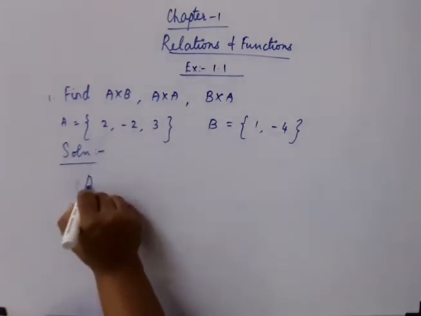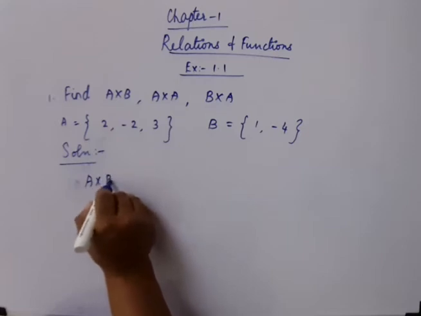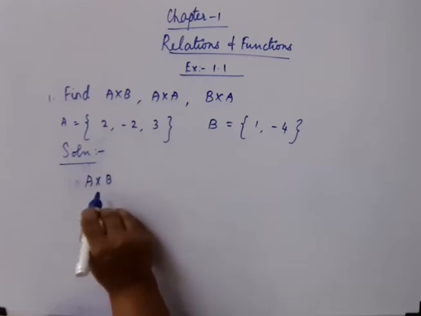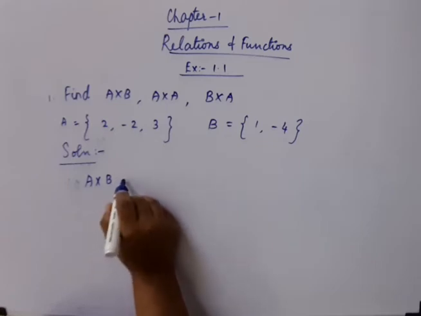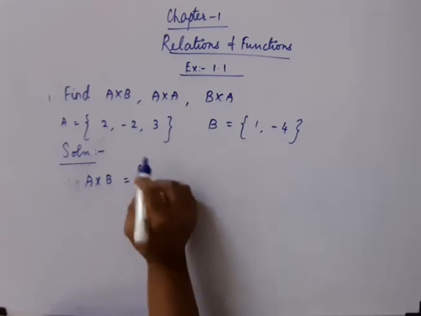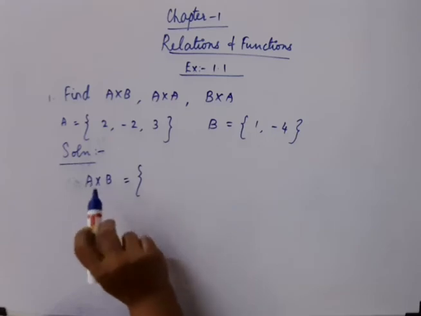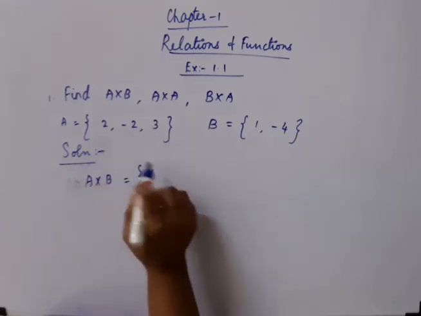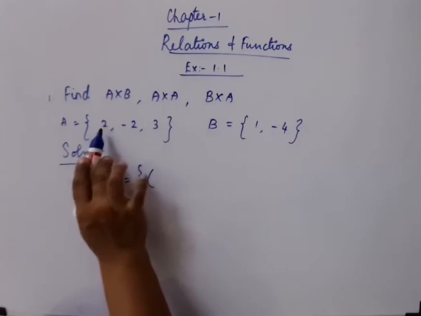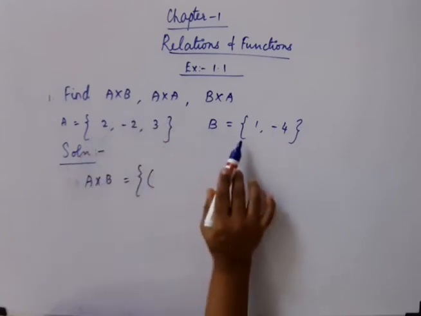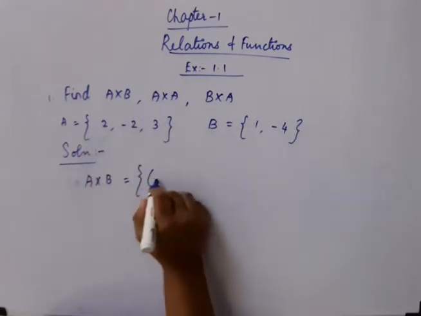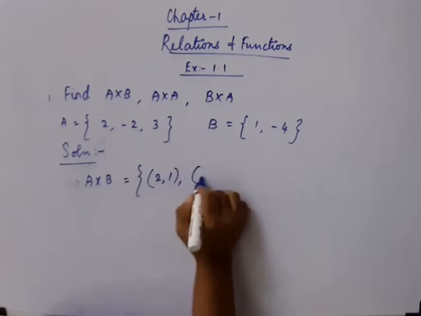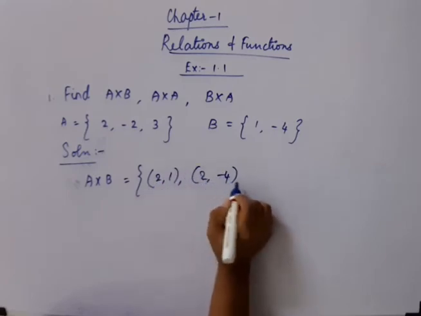To find A cross B, what is A cross B? It is a cross product of set A with B. So for that, you have to take the elements of A first, then cross it with the elements of B. Now what is in set A? First element is 2. You have to take that and combine with all the elements in set B. So (2, 1), (2, -4).